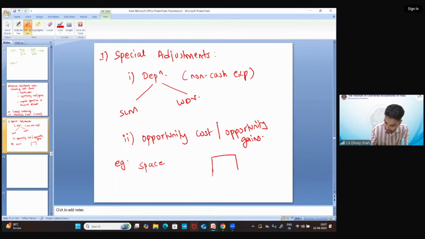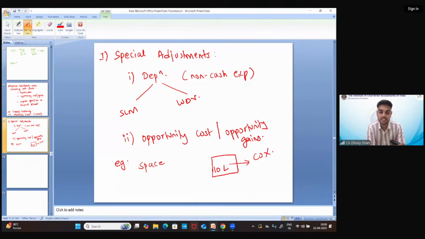I have this land, but currently it is given to company X on rent, and company X gives me rent of rupees 10 lakh every year. मेरे पास space है, already है, but currently I have given that space to another company on lease or on rental basis, and I am earning rental income out of it.